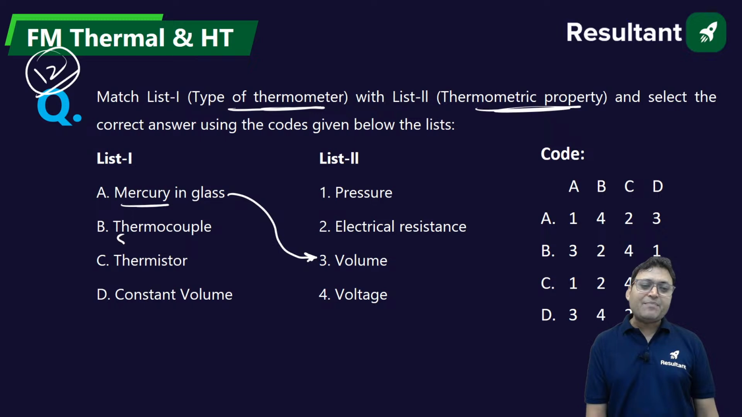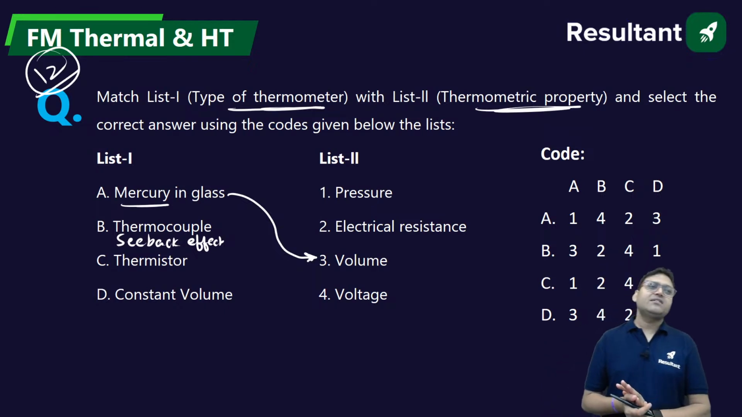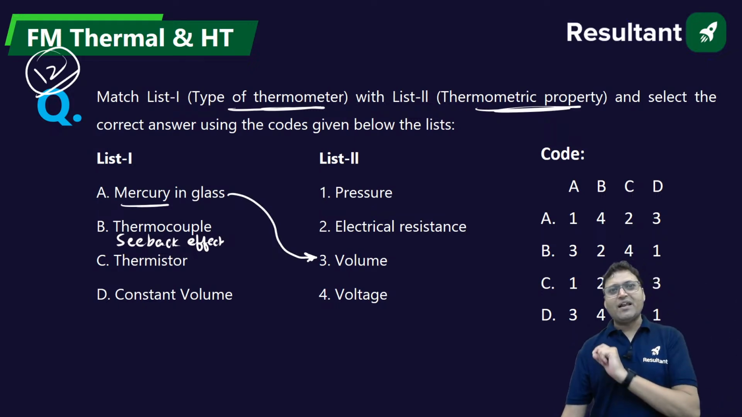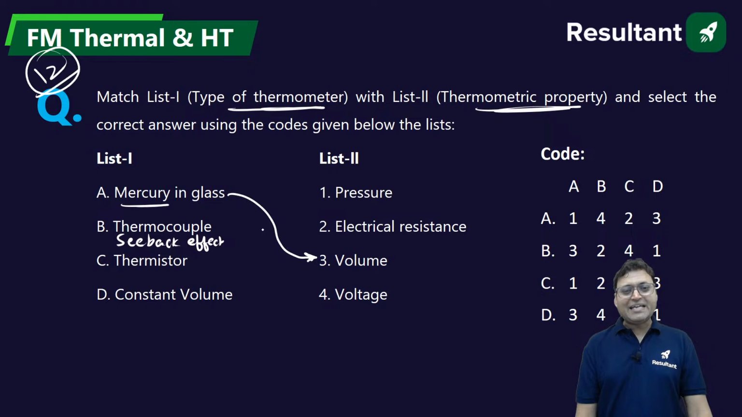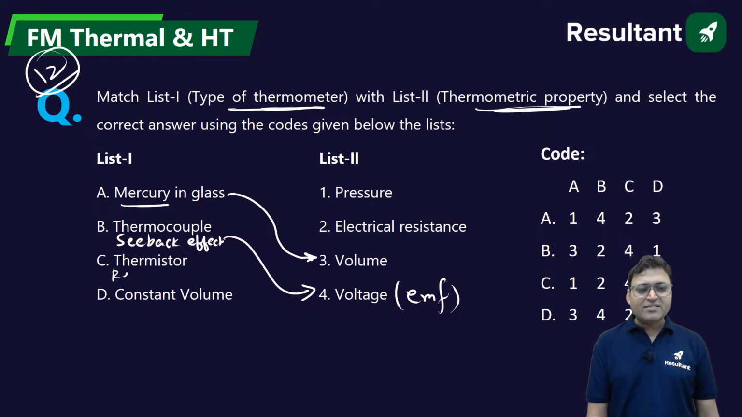Thermocouple. Thermocouple is based on the Seebeck effect. When there are two junctions maintained at different temperatures, due to the difference in temperature of the two junctions, an EMF is generated, a potential, which gives us information about the difference in temperature between the test junction and the unknown temperature junction. So voltage, or electromotive force, EMF, will be the thermometric property.